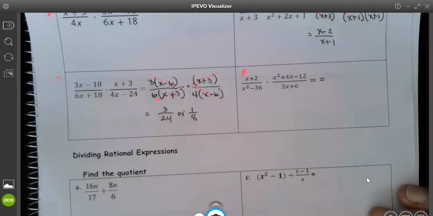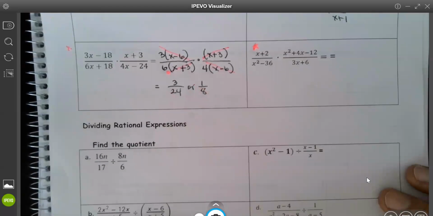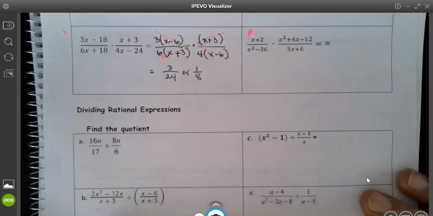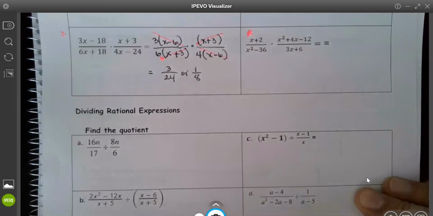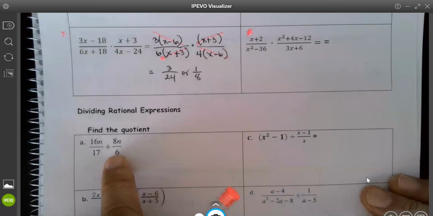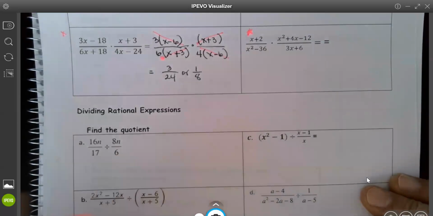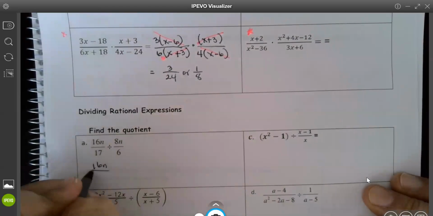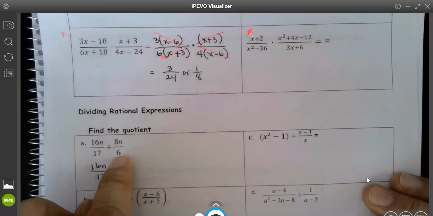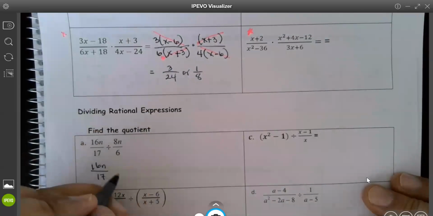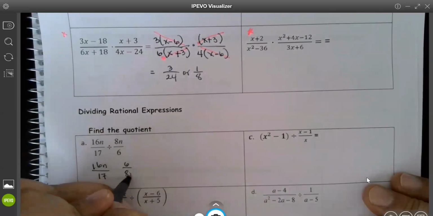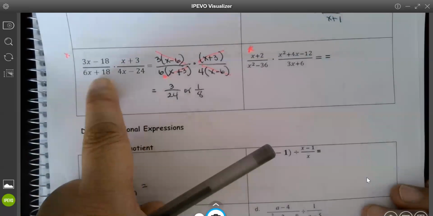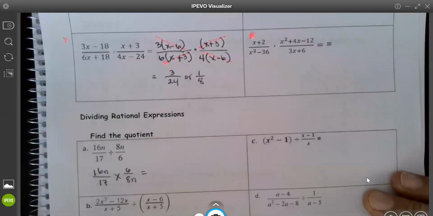Now for dividing rational expressions, you follow the steps in multiplication, only that you have to get the reciprocal of the divisor first, and proceed as in multiplication. So this one becomes 16n over 17. Then get the reciprocal of this. Reciprocal, just flip. So this one is 6 over 8n. And then you proceed as in multiplication, following that process.